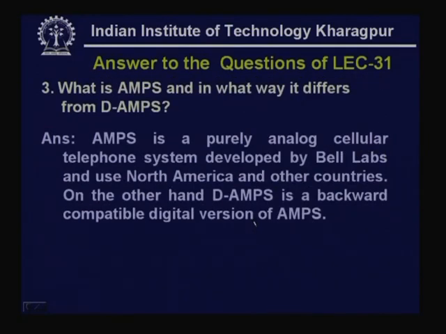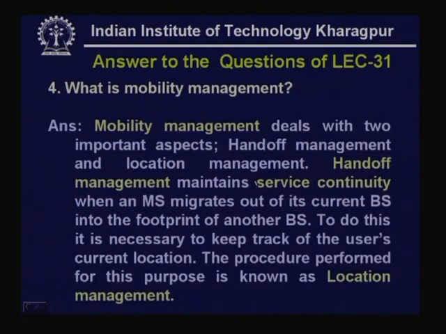Third question was what is AMPS and in what way it differs from DAMPS. AMPS is the advanced mobile phone system, a purely analog cellular telephone system developed by Bell Labs, and primarily it was used in North America and some other countries. On the other hand, DAMPS is a backward compatible digital version of AMPS. We have discussed DAMPS in the last lecture in detail. Fourth question was what is mobility management. Mobility management deals with two important aspects, handoff management and location management.